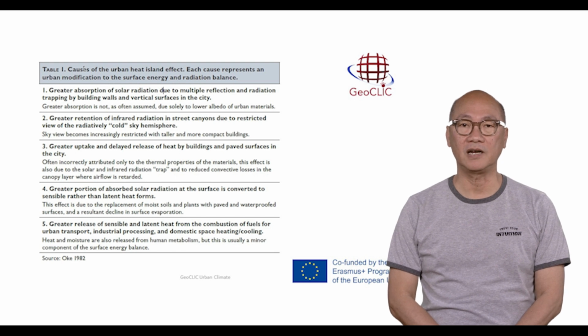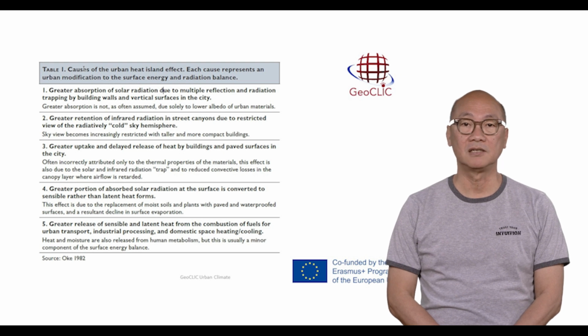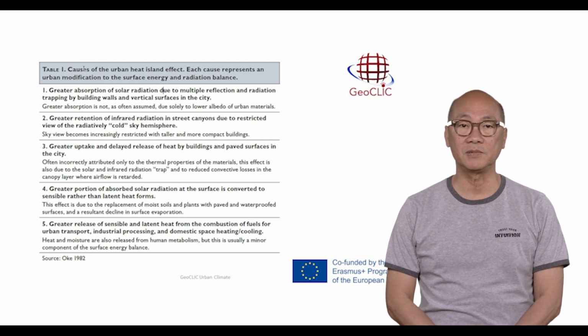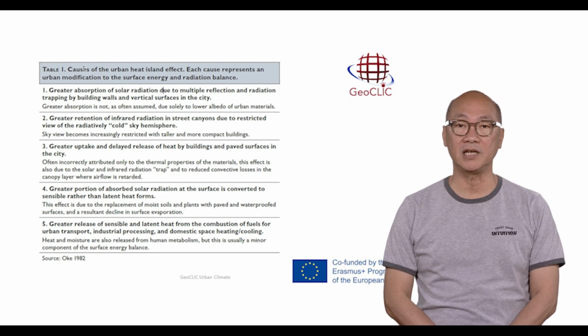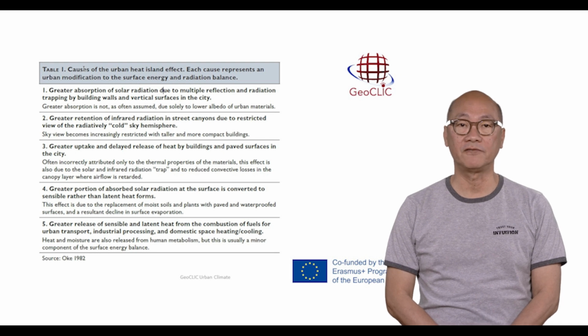Third, there is a greater uptake and delayed release of heat by buildings and paved surfaces. This is not only because of the properties of building materials. It is also due to the fact airflow is retarded at the canopy layer, which has reduced convective losses and formed a solar and infrared radiation trap.